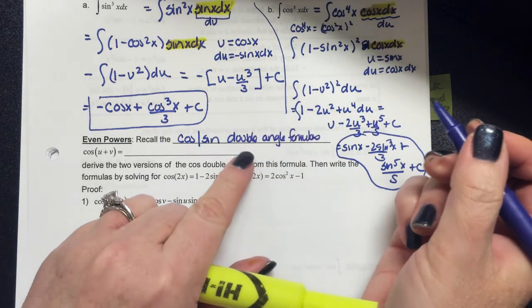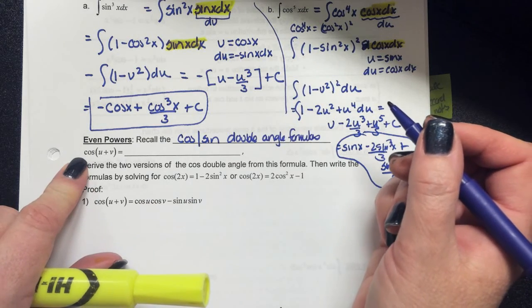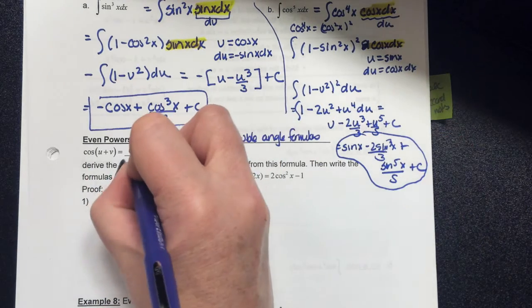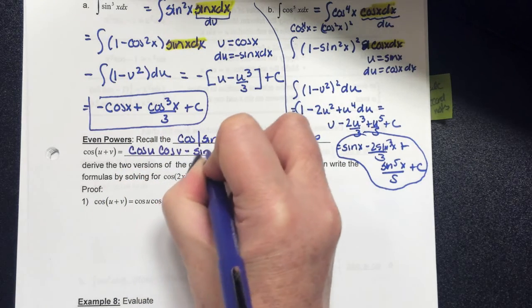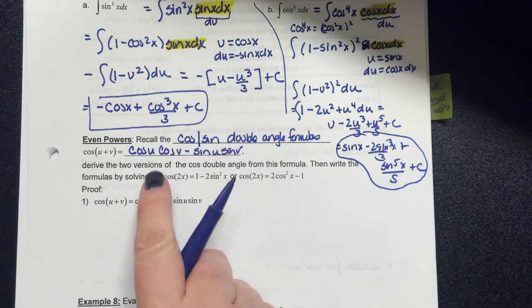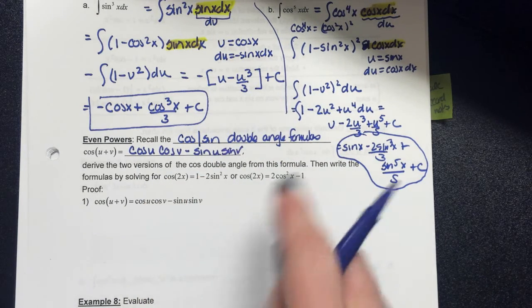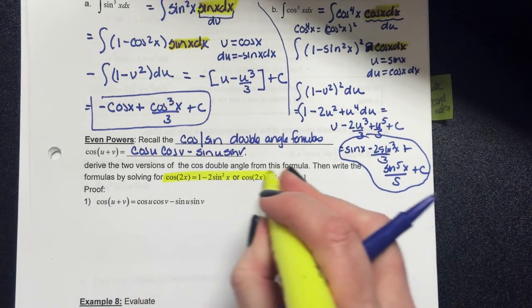And remember, the sine, cosine, double angle formulas are actually derived from the sum and difference formulas. Remember, cosine of u plus v is cosine u, cosine v, minus sine u, sine v. And again, this is where the derivation of the cosine double angle formula comes from. Remember, your cosine double angle formula actually has three variations.